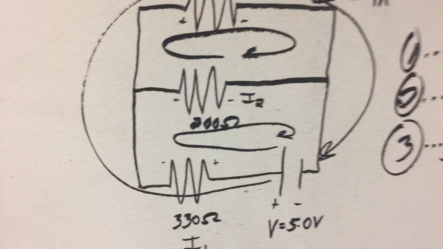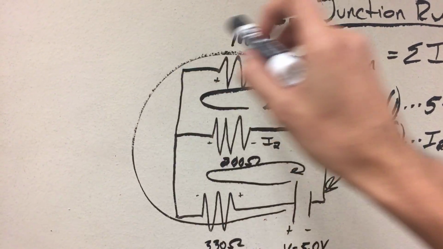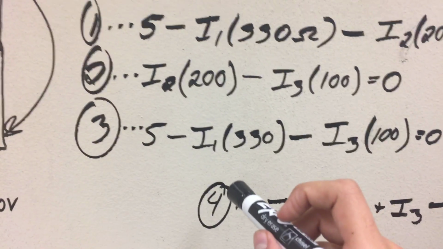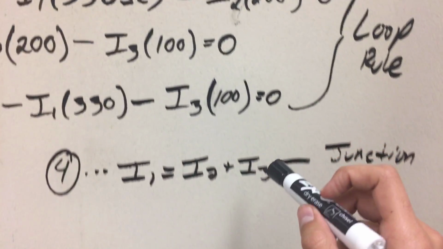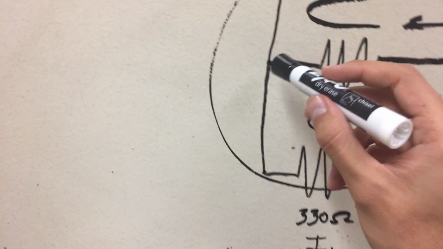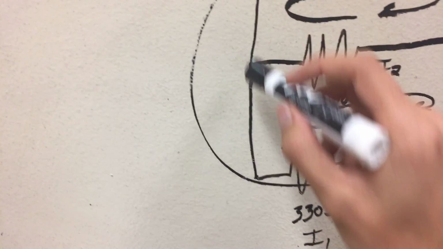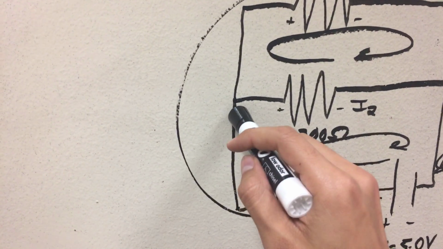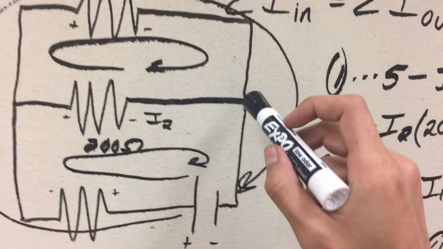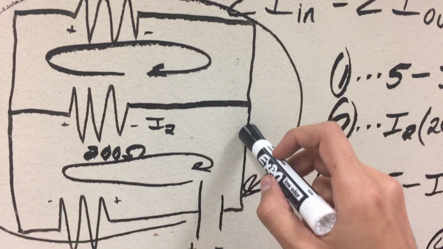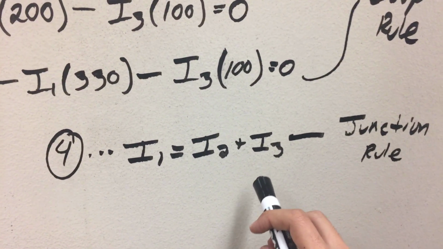And then finally we get the whole loop, and this gives us 5 minus I1 times 330 minus I3 times 100. And our junction would be right here. So I1 comes in, creates I2 and I3, and over here I2 and I3 come back together to form I1. And so this is the equation that we got.